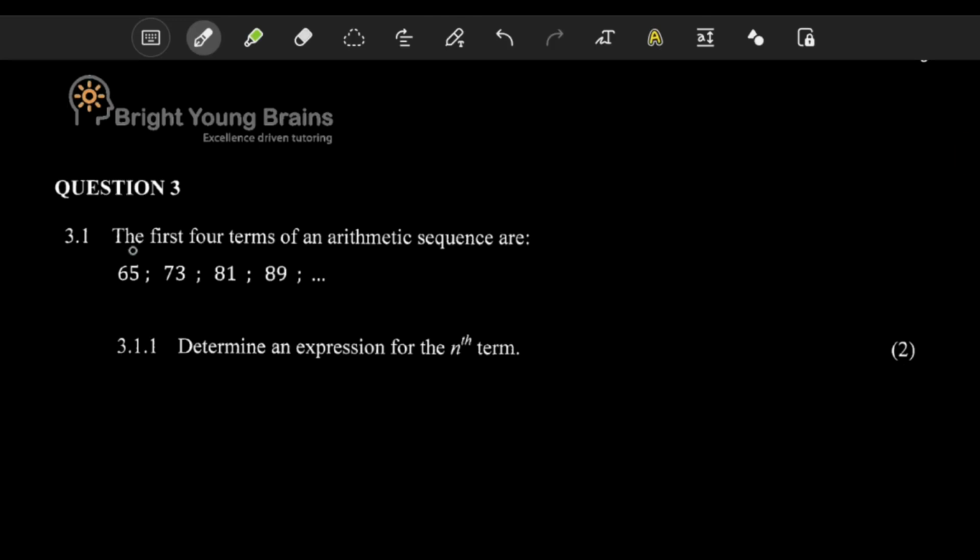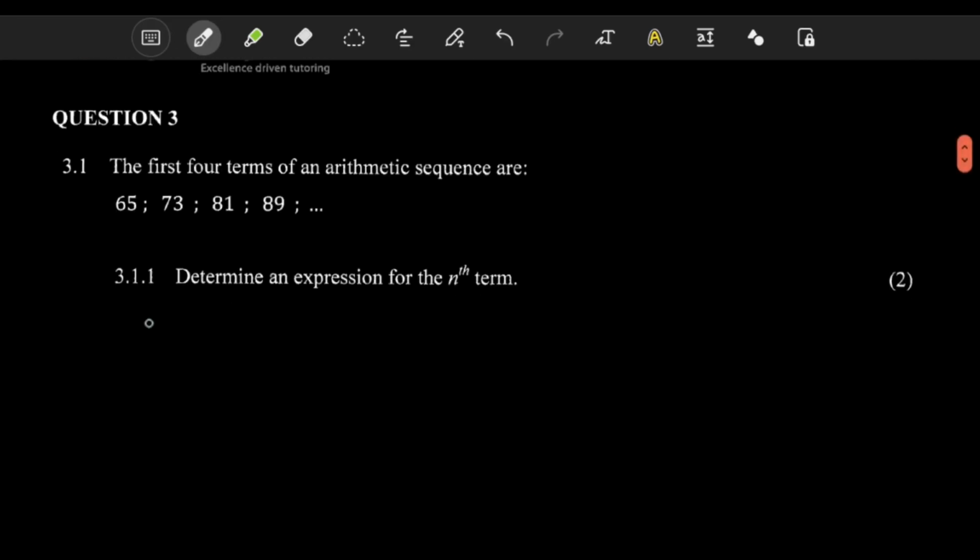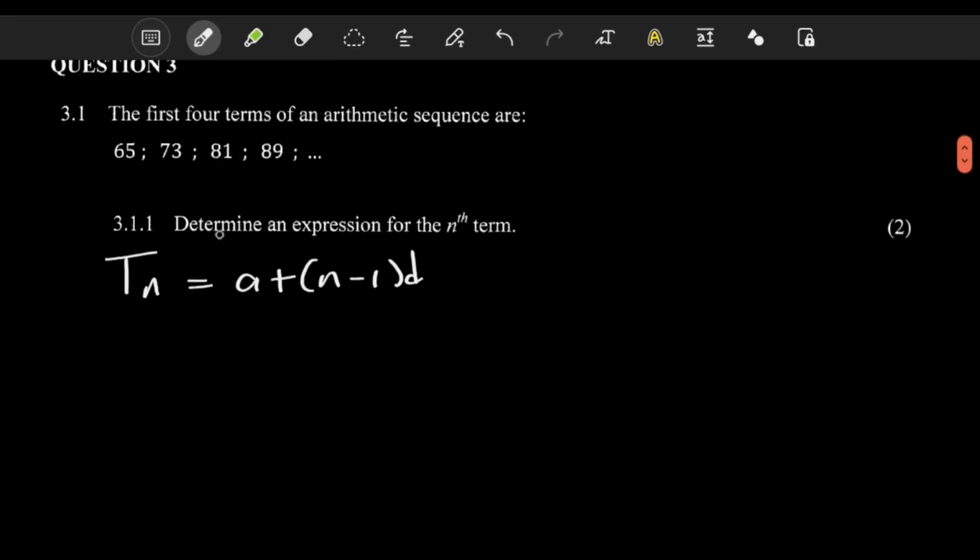For 2 marks here, they said the first 4 terms of an arithmetic sequence are given. Determine the expression of the nth term. So this is as easy as it gets, right? For an arithmetic sequence, we know that Tn is equal to a plus n minus 1 d. So getting the general term, all you need is a, which is the first term. Here a is 65. d is the common difference.